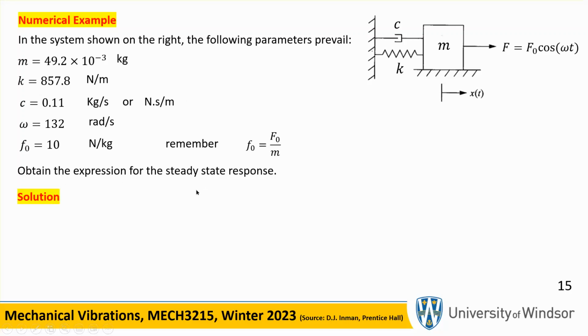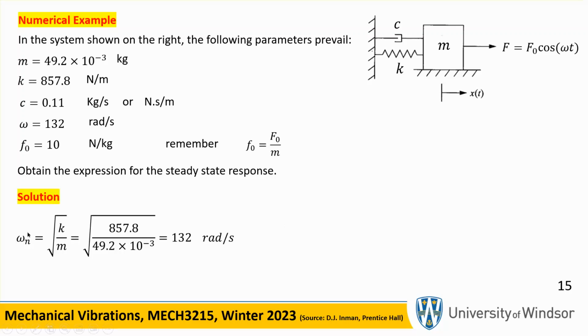In other words, all that ugly stuff for the transient, which gave us this horrible expression, just forget about it. Just do the steady state response. Okay, good. First thing that you need to remember: what you need is big X and theta, because the solution for the steady state is big X cosine of omega t minus theta.